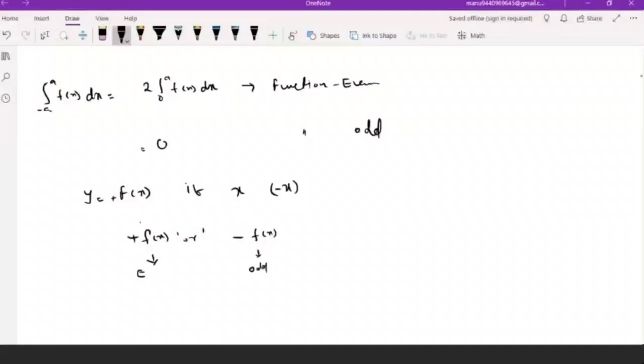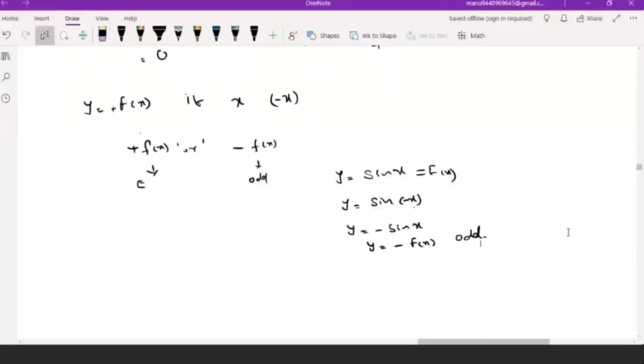For example, y is equal to sin x. If you substitute x replaced by minus x, that is sin of minus x. That means sin of minus theta is equal to minus sin theta, so that is minus sin x. We are assuming sin x as f of x, so y is equal to minus f of x. So the given function sin x is an odd function.